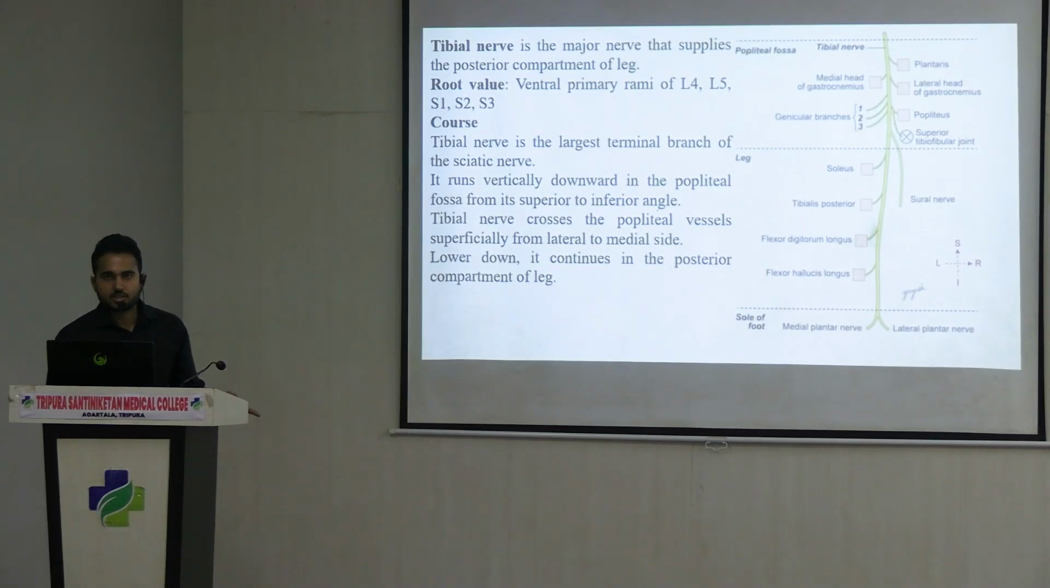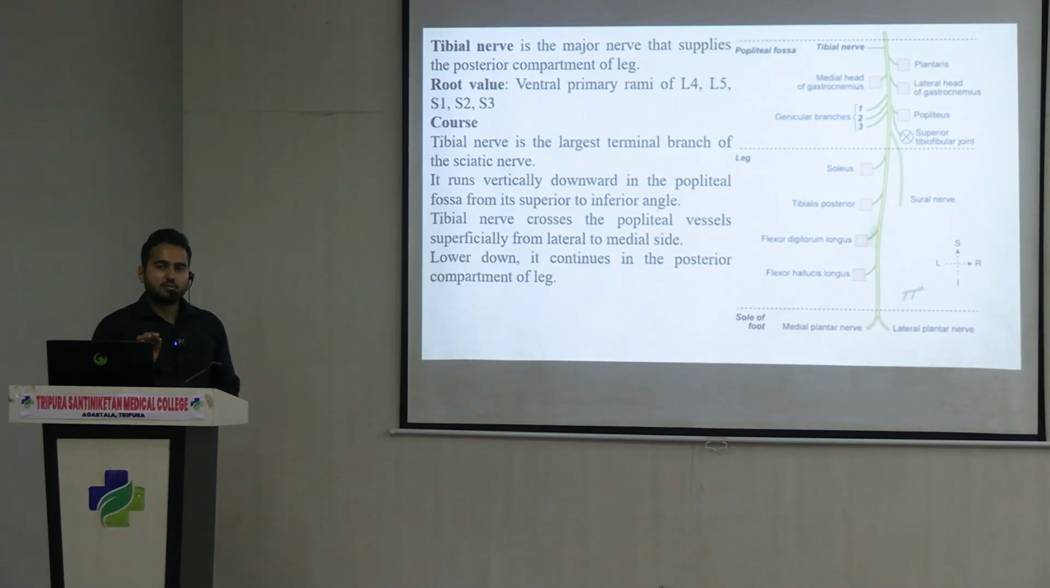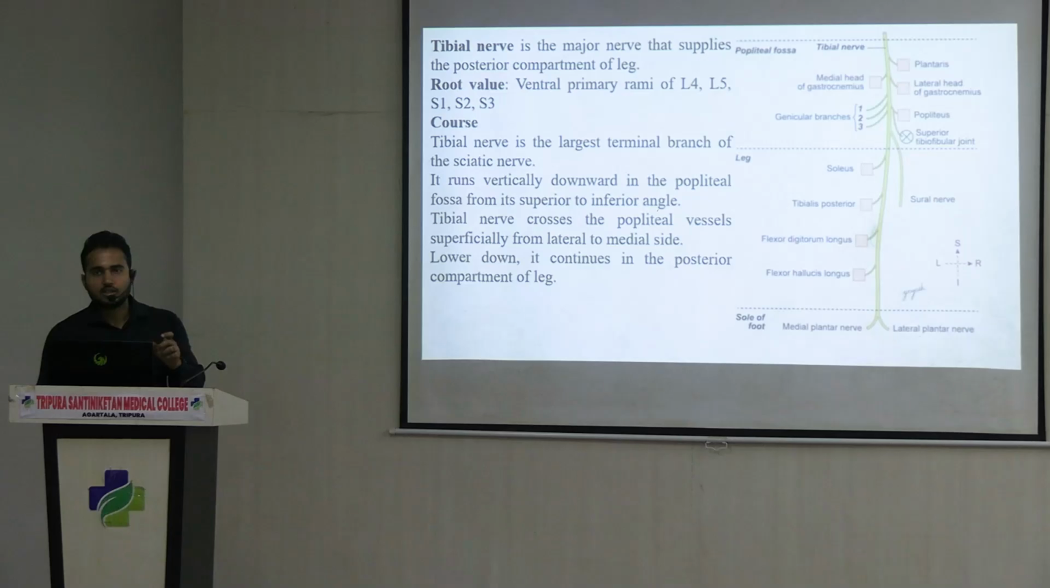So, this is the largest terminal branch of the sciatic nerve. From its origin, it descends vertically downwards in the popliteal fossa from its superior to inferior angle. In the popliteal fossa, we know there is a superior angle and an inferior angle. So it extends vertically downwards over the popliteal fossa from its superior angle to inferior angle.